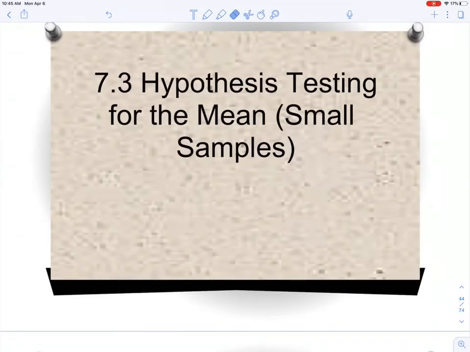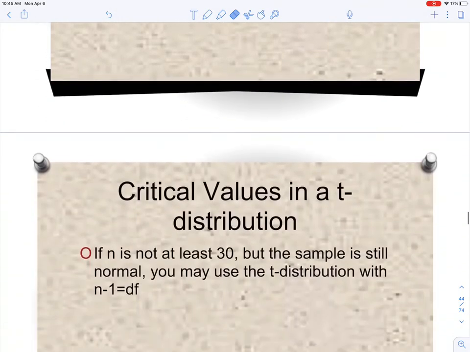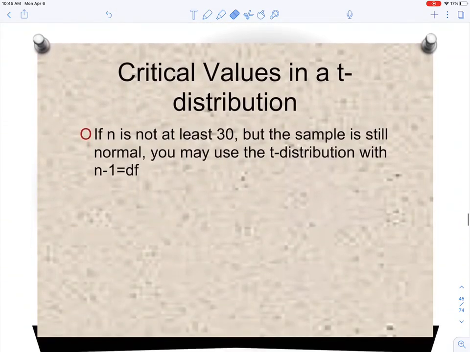All right, this is 7.3, hypothesis testing for the mean with small samples. This is going to feel a little bit similar to 7.2, except we have smaller samples instead of large samples like we did before, which means instead of using the z, we're going to be using the t-chart. Critical values in a t-distribution.